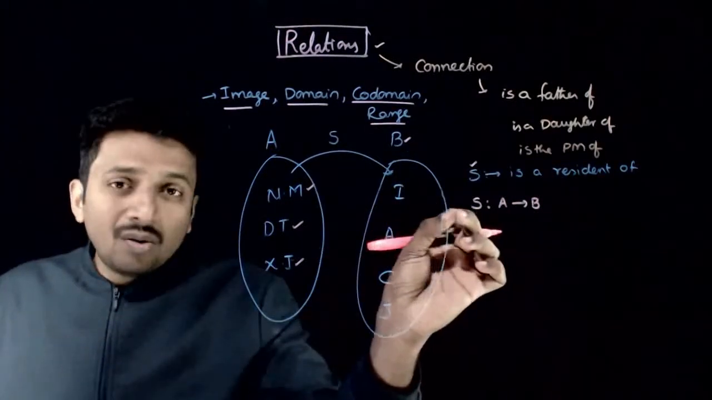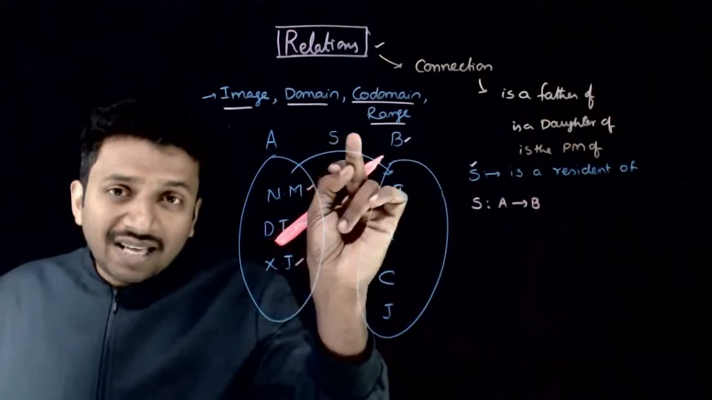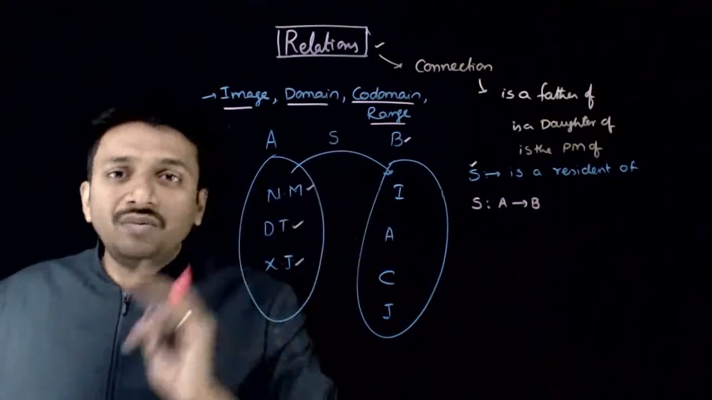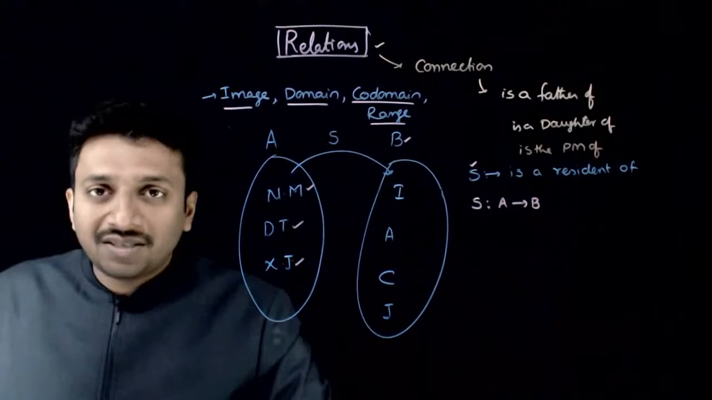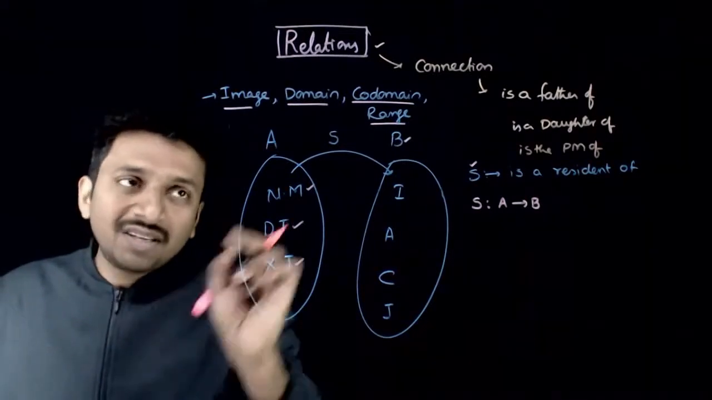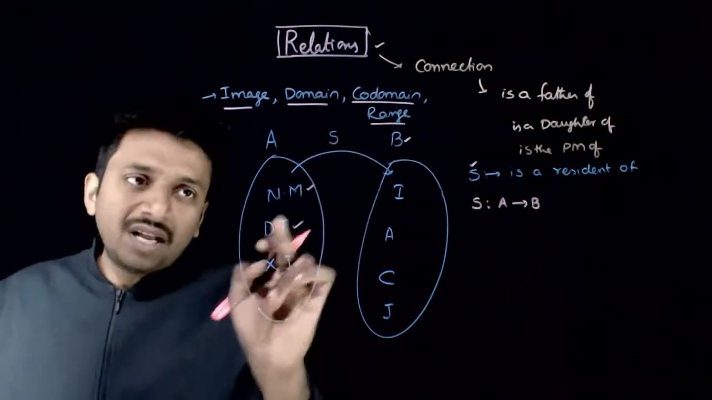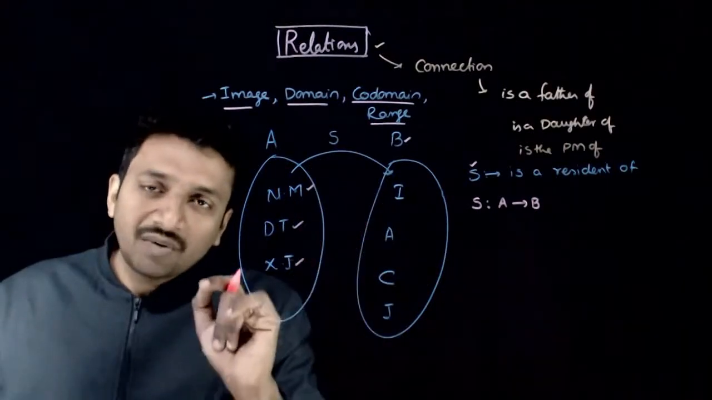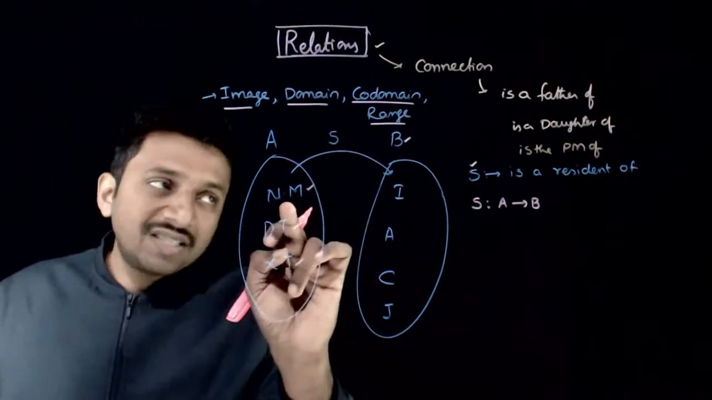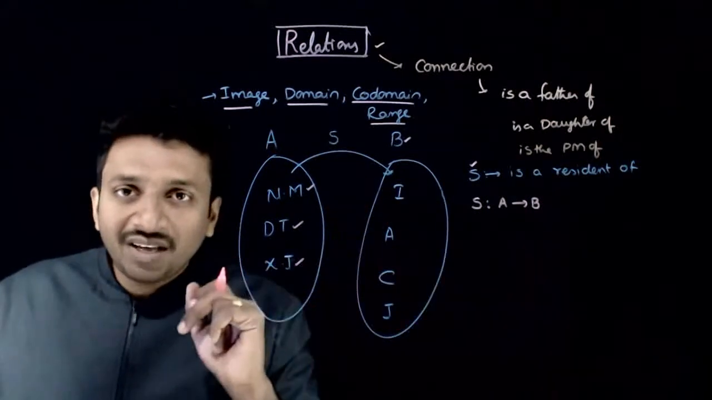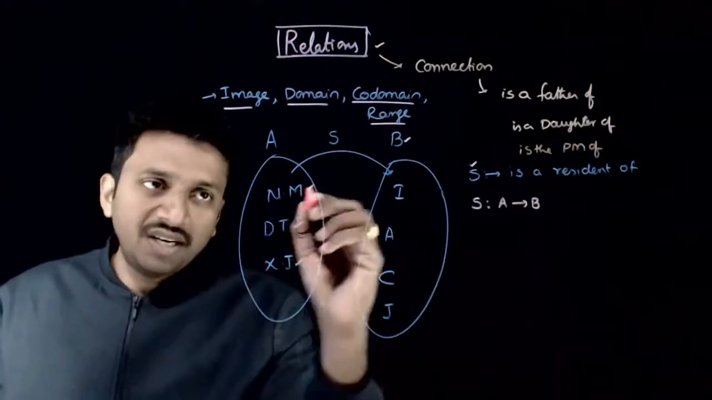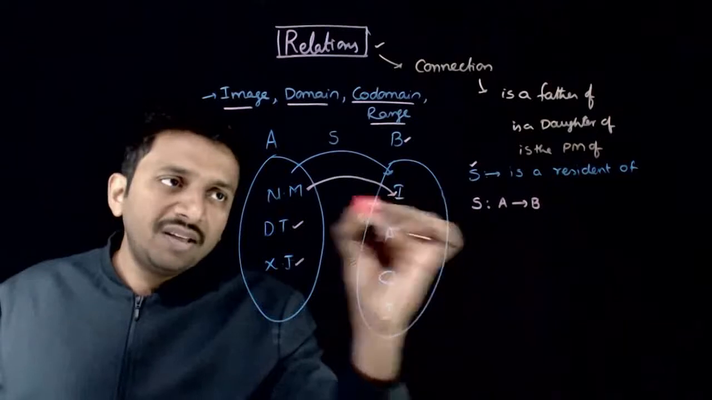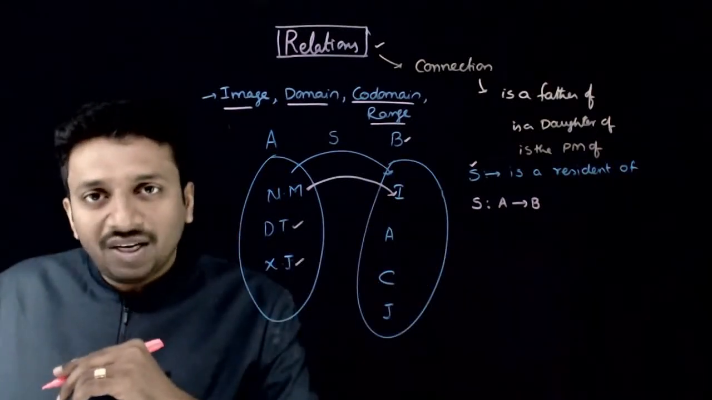Now, this S relates which element to which element? That's what we need to understand. So what are the elements that this S connects? Does this S connect Narendra Modi to India? So the question that we need to ask is: is Narendra Modi a resident of India? Yes. Narendra Modi lives in India. So Modi is connected to India.